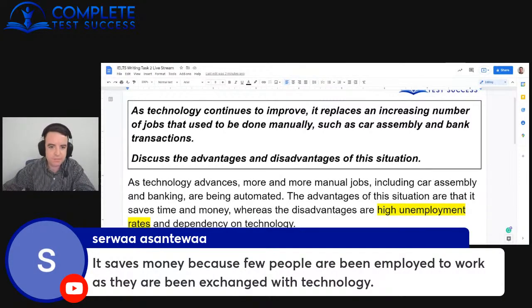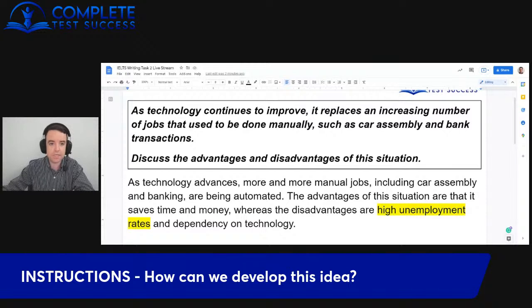So it saves money because fewer people are being employed to work, as they are being exchanged with technology. Yeah, but just say as well how the technology is cheaper than the employees. It's obvious, but you have to state the obvious in the IELTS test. So to explain it, just imagine the person doesn't know anything about the situation, and you have to say the price of buying and running the technology is less than the price of paying staff to do the same job. That's essentially how it saves money.